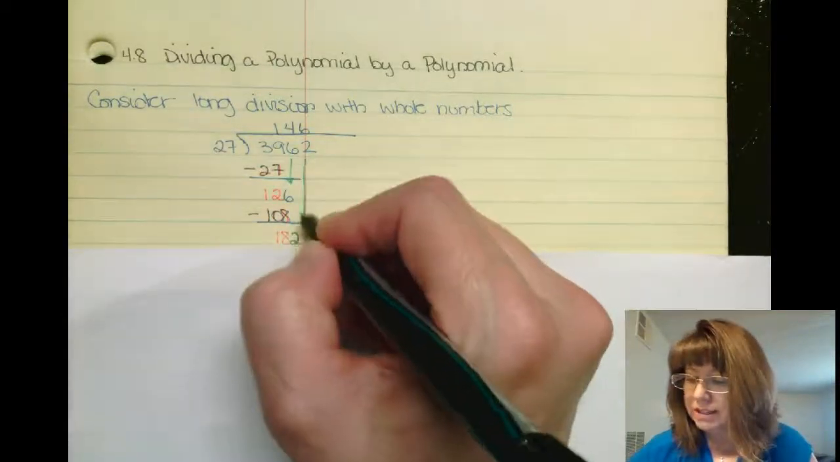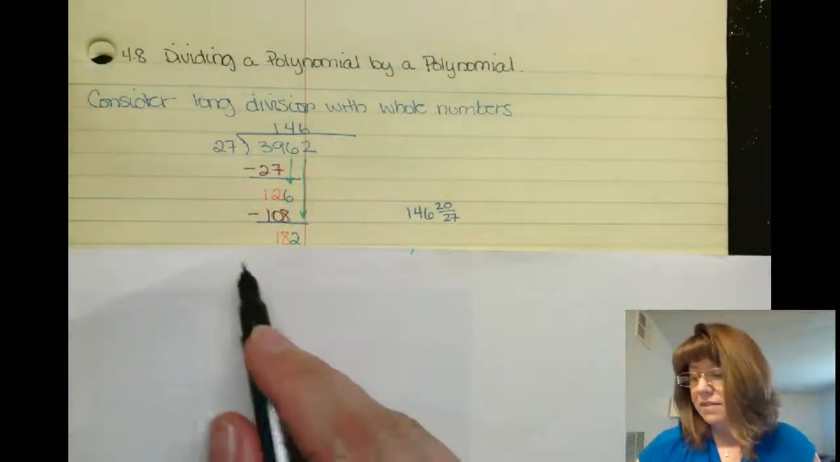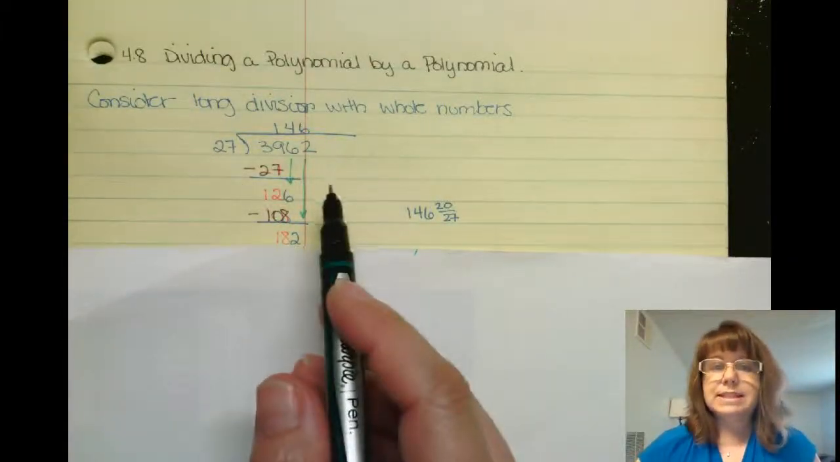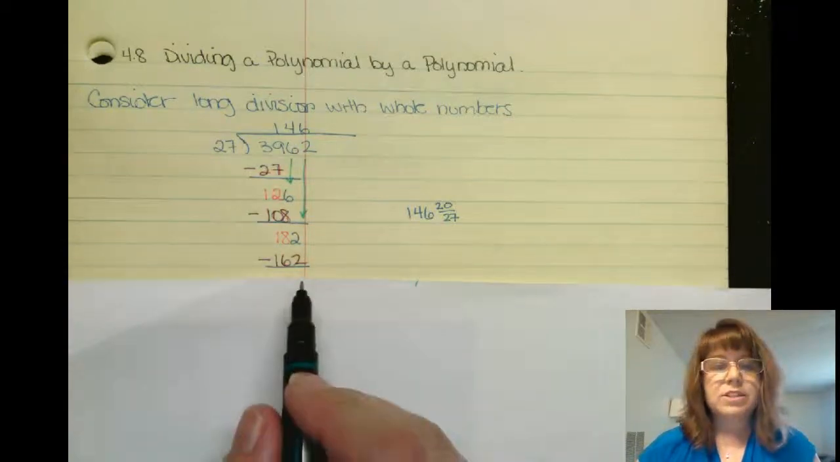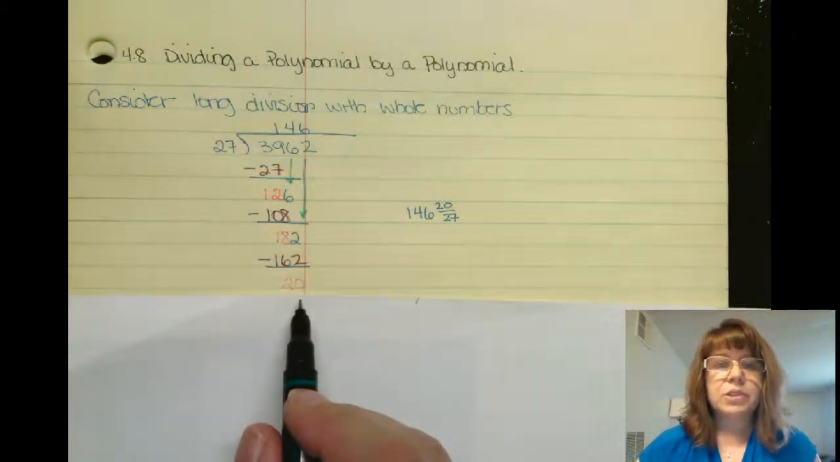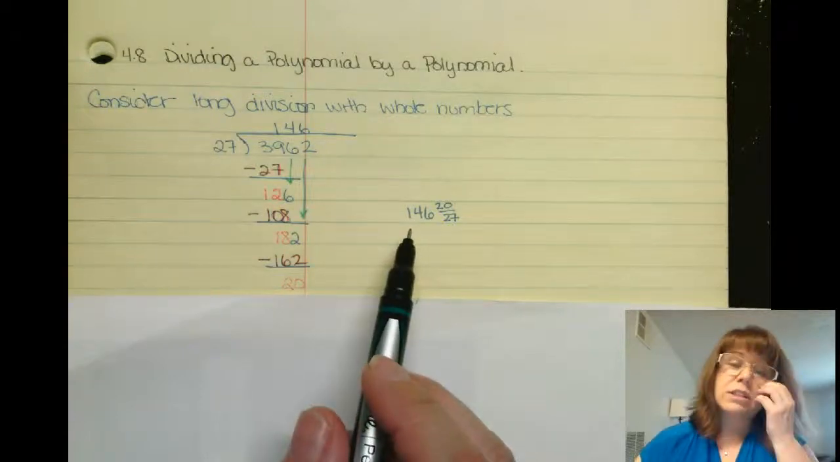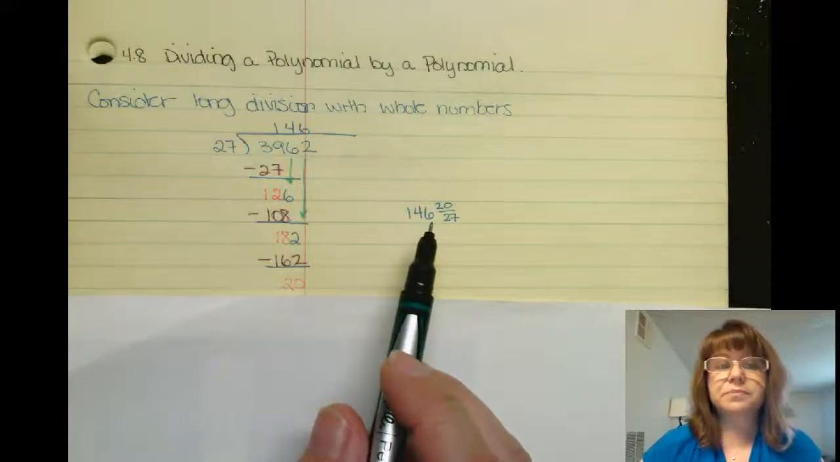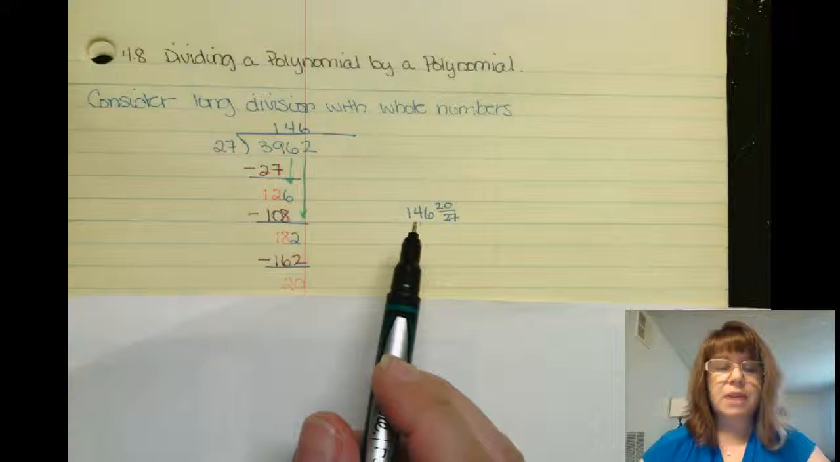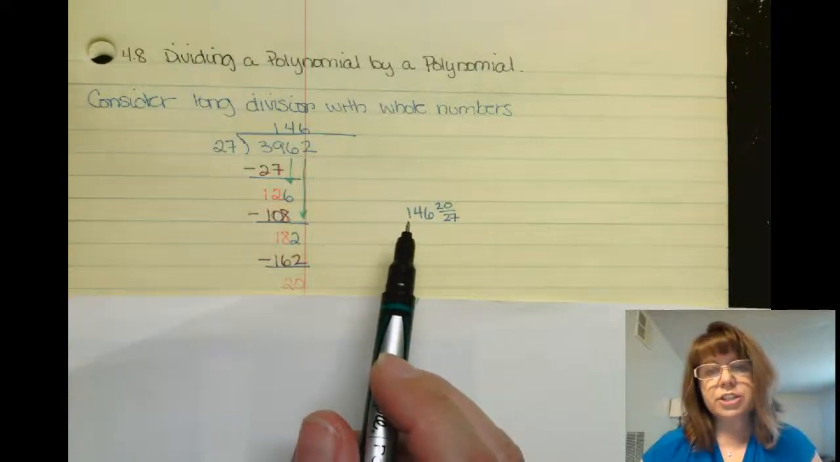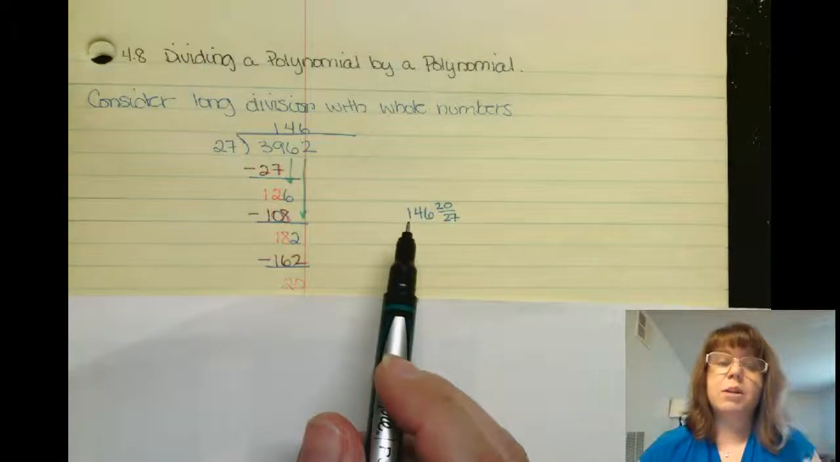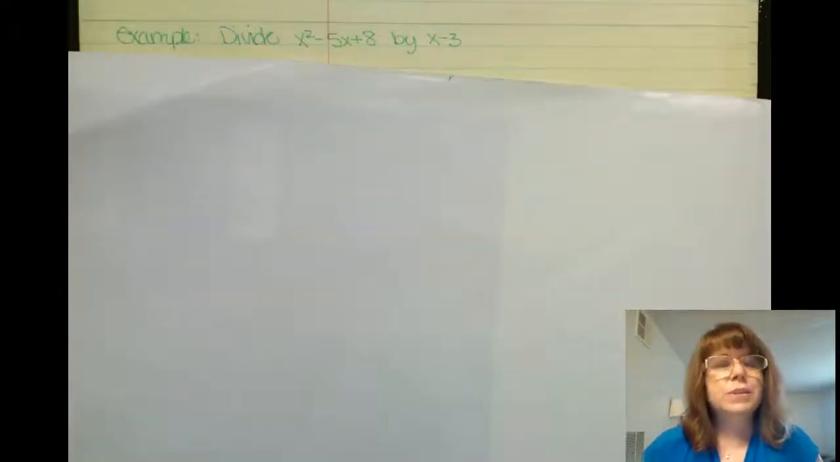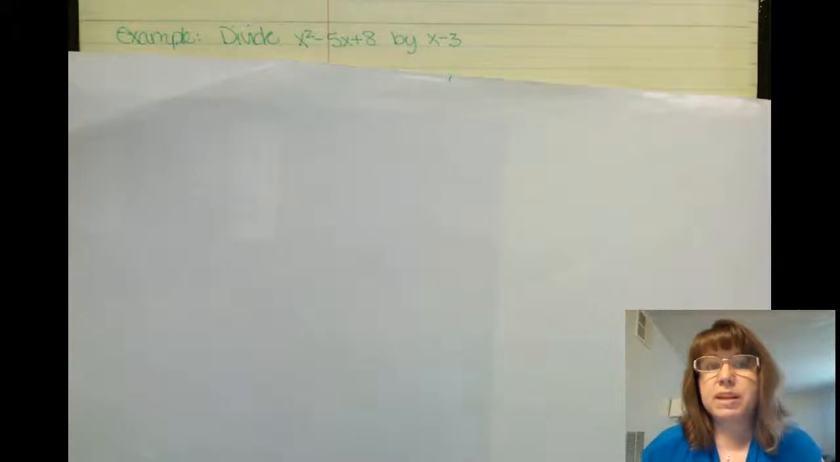We bring down the next number. 27 goes into 182 6 times for 162 with a remainder of 20. So our final solution for our quotient is 146 and 20 27ths. Now thinking about that, we're going to use that same procedure to go through dividing a polynomial by a polynomial. Let's work with this example. Let's divide x squared minus 5x plus 8 by x minus 3.